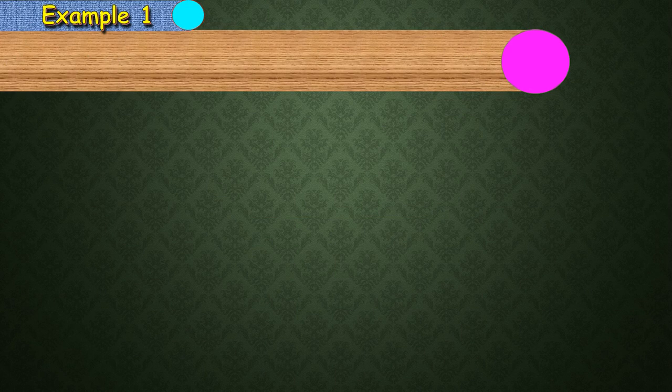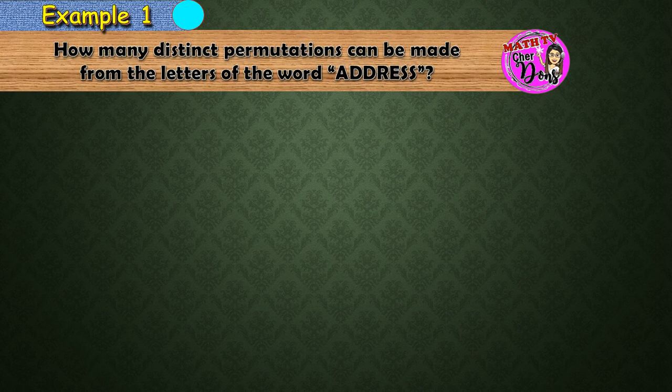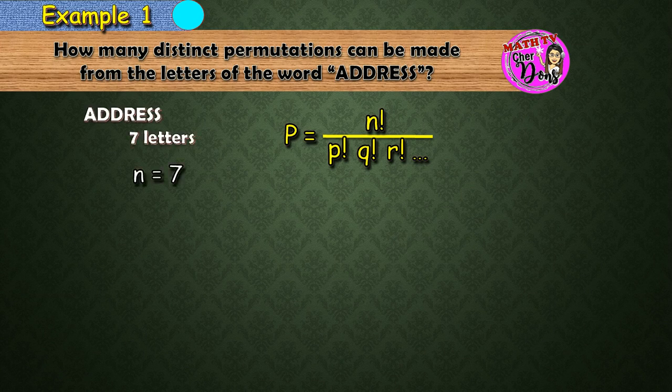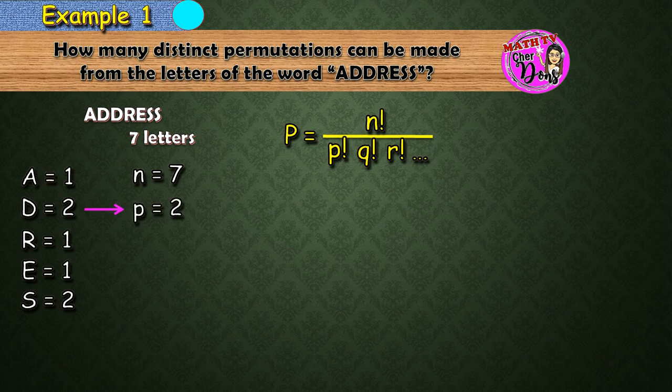Let's have an example. Example number one, how many distinct permutations can be made from the letters of the word address? Our formula is equal to n factorial divided by p factorial times q factorial times r factorial, and so on. The word address has 7 letters. The value of n is 7. Let us count the letters to find out how many repeated letters we have. 1 a, 2 d, 1 r, 1 e, 2 s. 2 d is equal to p, and 2 s is your q.